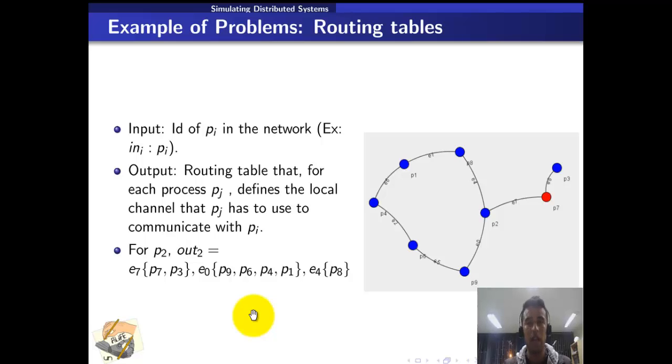As an example of problems, I have the problem of routing tables. The input of this problem is the identity of the process, in this case P sub i, and the output is the routing table for each process. For example, for process P sub 2, we can see that by using the channel E7, we can reach process P7 and process P sub 3. By using the channel H0, we can reach processes P sub 9, P sub 5, P sub 6, P sub 4, and P sub 1. And by using the channel E4, we can reach process P sub 8.